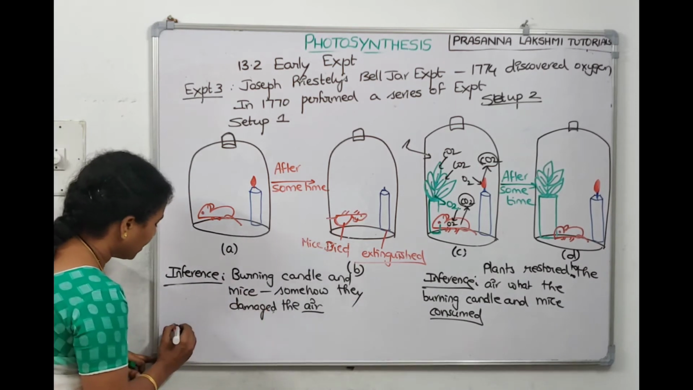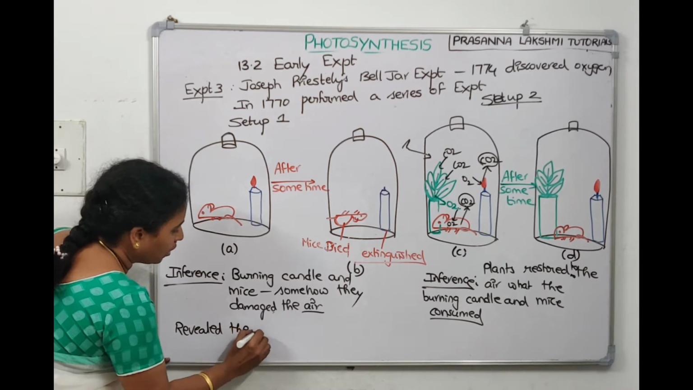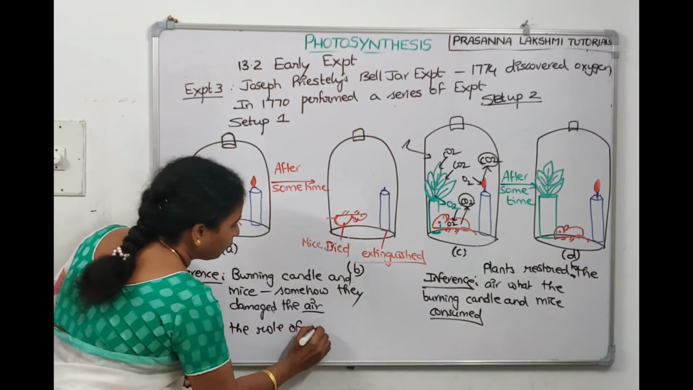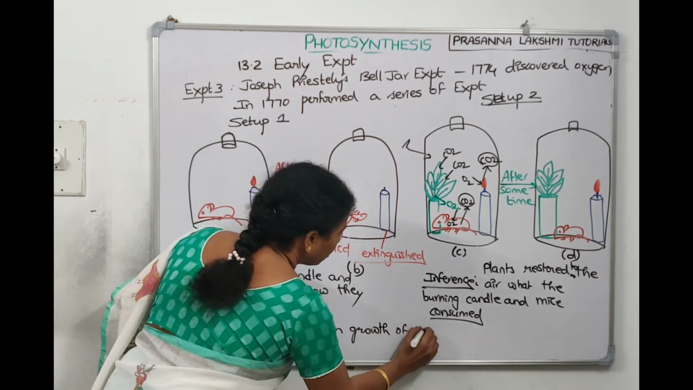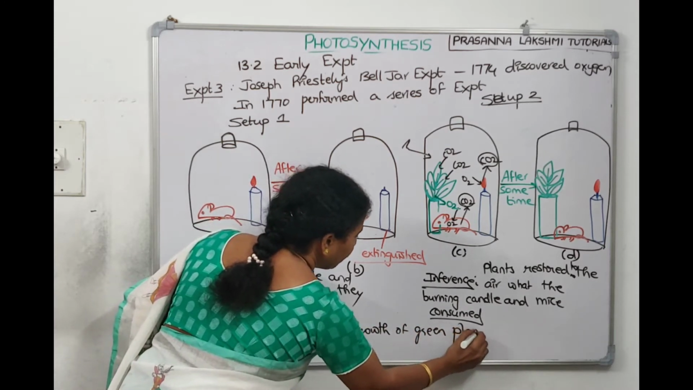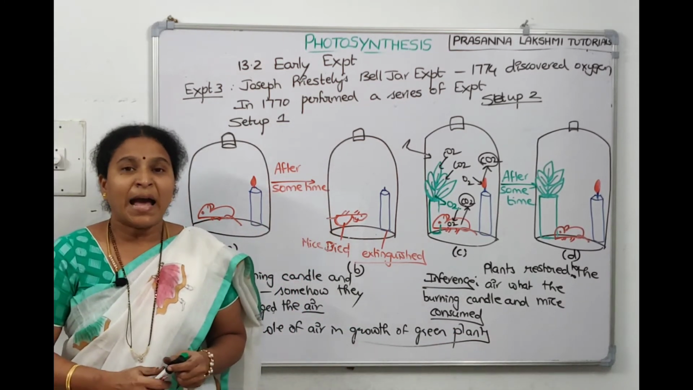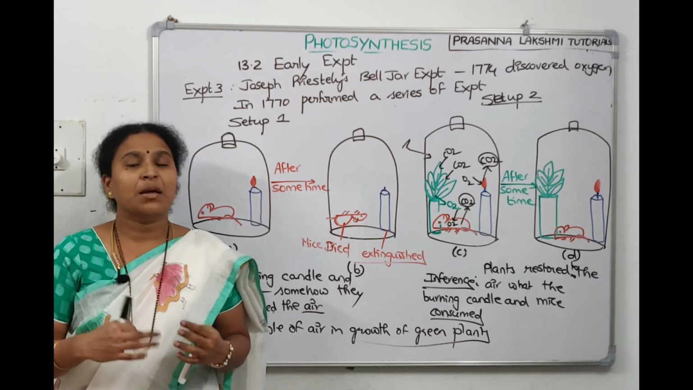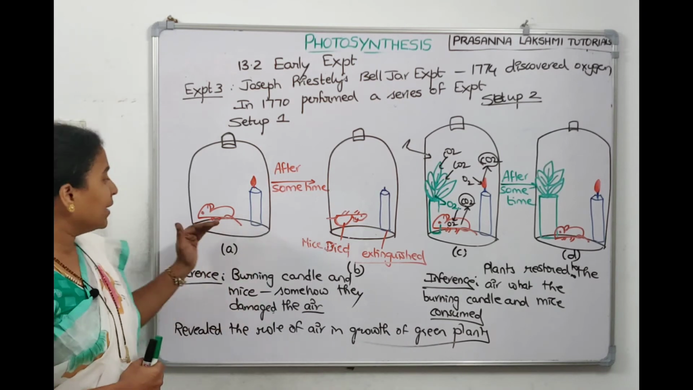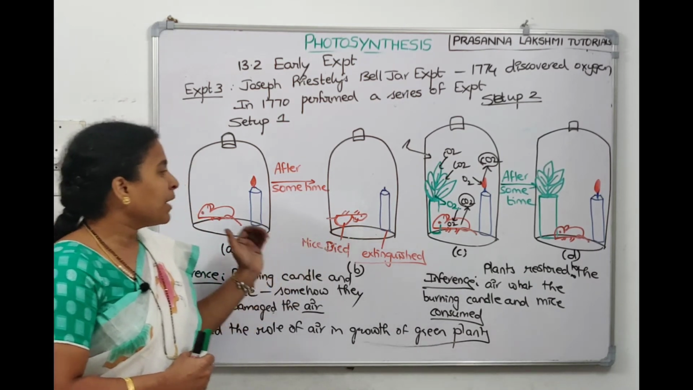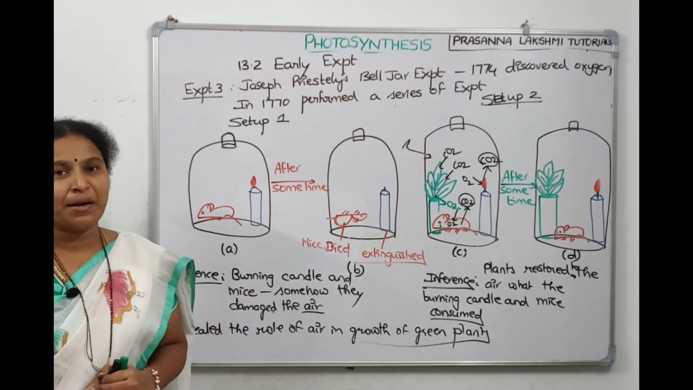Where shall we write? Priestley revealed the role of air in growth of green plants. Green plants take carbon dioxide from the air and using that carbon dioxide they prepare carbohydrate. Using that carbohydrate they grow. He conducted a series of bell jar experiments and this was the conclusion he gave. Take a screenshot. We'll continue with experiment number 4.